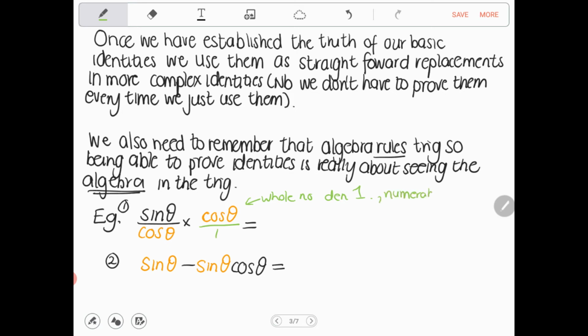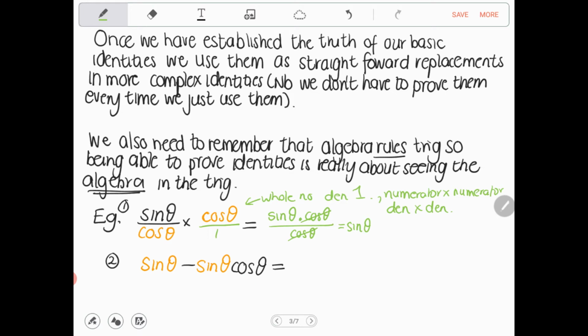and then we would multiply numerator times numerator and denominator times denominator. So that's going to give me sine theta times cos theta over cos theta times 1. And then this is what we were doing in the first section. Remember, we've got one term over one term, so that could cancel with that, and that's going to leave me with sine theta. So just a reminder, we've already done this, but just look for your algebra.